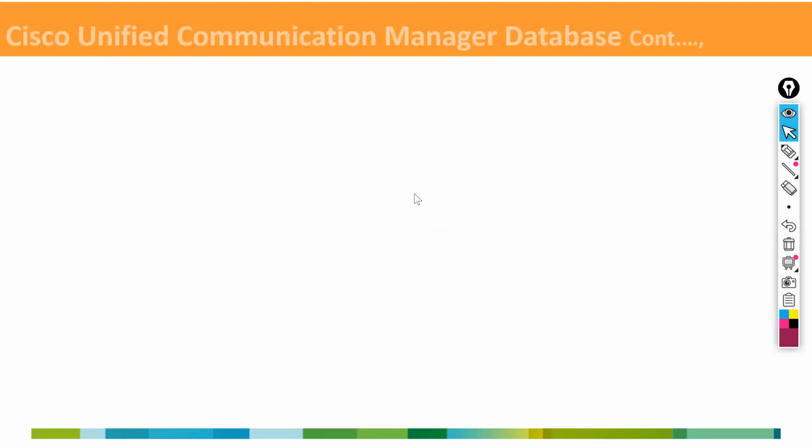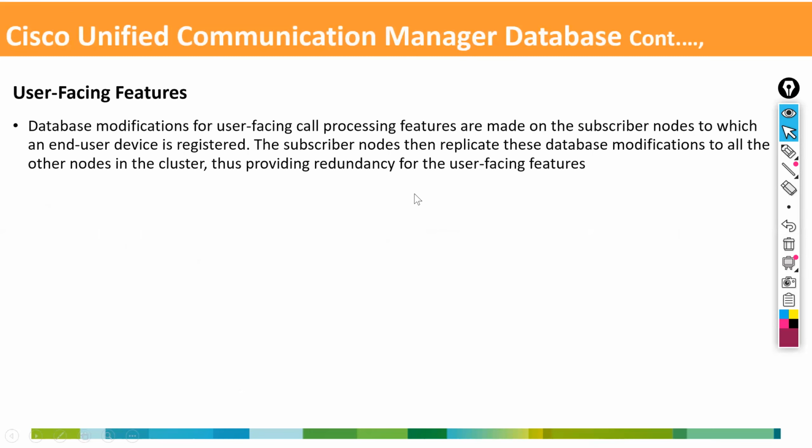Next, the user-facing feature. The database modifications for user-facing call processing features are made on the subscriber node to which the end devices are registered. The subscriber node replicates this database modification to all the nodes in the cluster, thus providing redundancy for the user-facing features. It means whatever database you have on the subscriber is the user-facing feature database.